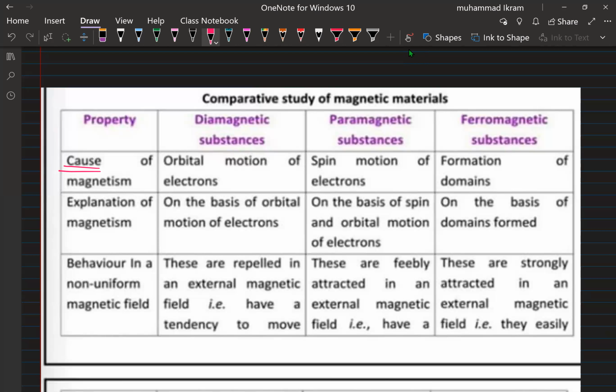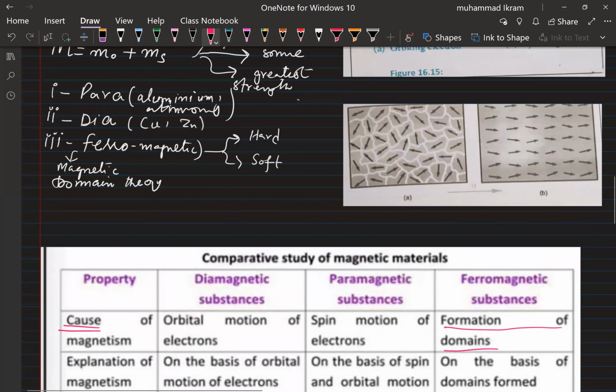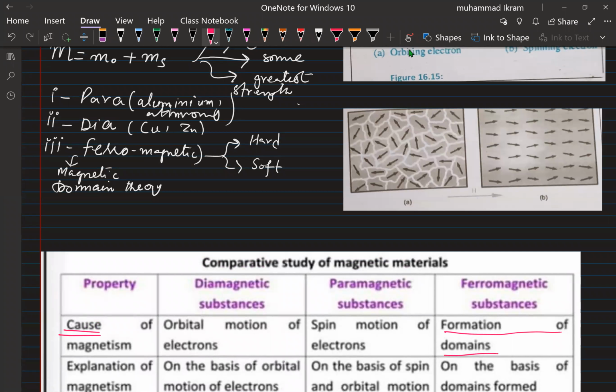Ferromagnetic substances behave strongly towards even a weak permanent magnet, and this is because of the formation of domains. Now, what are domains? Here you see that domains are just like houses to small magnetic fields. For example, each domain contains, I think, 1 into 10 raised to the power 8 to 1 into 10 raised to the power 10 atoms in each magnetic domain.